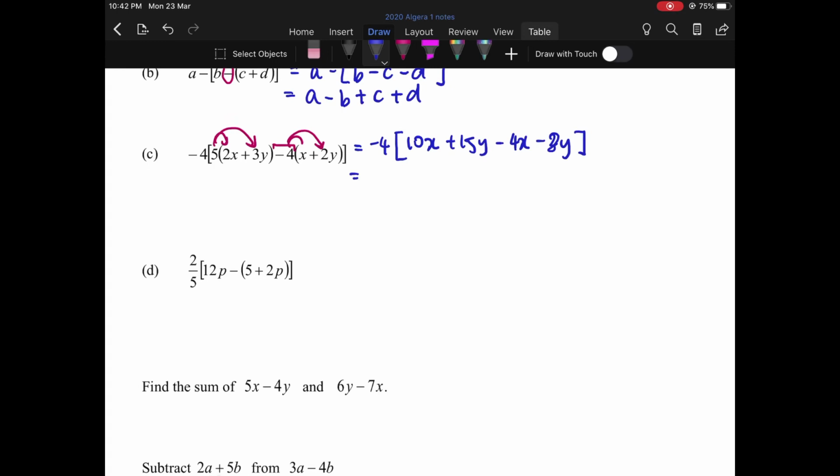Okay, so next we have a choice. You can simplify the terms in a square bracket first. So 10x minus 4x, positive 6x. Next, positive 15y, subtract 8y, you will get positive 7y. Lastly, distribute the negative 4 into the terms in the bracket. You will get negative 24x and negative 28y.